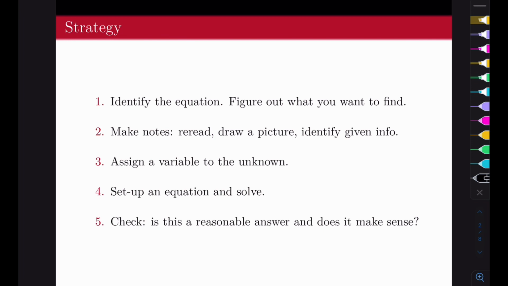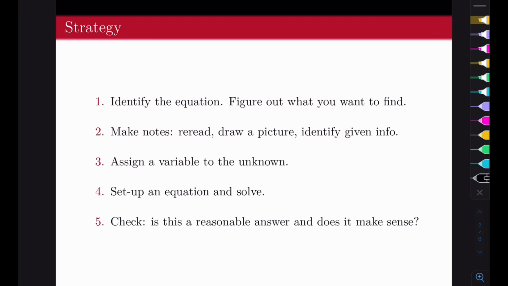You're always going to be looking for some unknown quantity, so you want to assign a variable to that unknown. There might be multiple unknowns, but the thing you specifically are being asked to find, make that the most important variable. Typically we use X. The fourth thing we do is set up an equation and solve, and really there's no rhyme or reason. It's just going to be very problem specific.